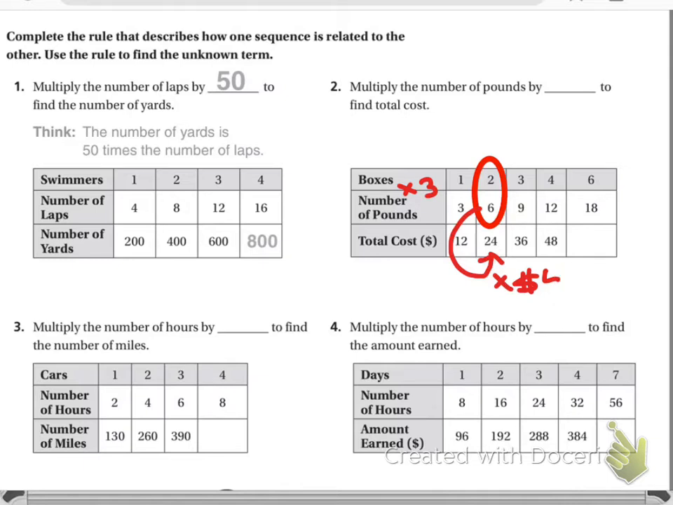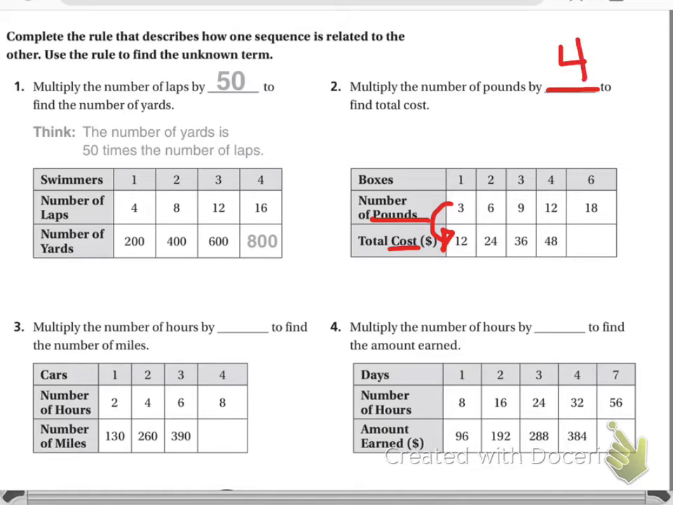Very good. So in the question they ask us above, it says, multiply the number of pounds by what to get the cost? So what do we multiply the pounds by to get the cost? We multiply by 4. So I'm going to put 4 here. With that being said, what do you think goes here? If there's 18 pounds and it's $4 per pound, how much is the cost for 6 boxes? Remember, 18 pounds, $4 each.